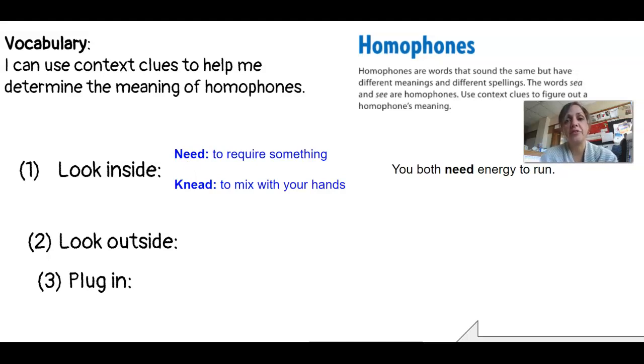Another meaning for knead is to mix with your hands, like I knead the dough. So if I look outside the word, I see energy to run. That's something that I require to run. So I can plug in require. You both require energy to run.